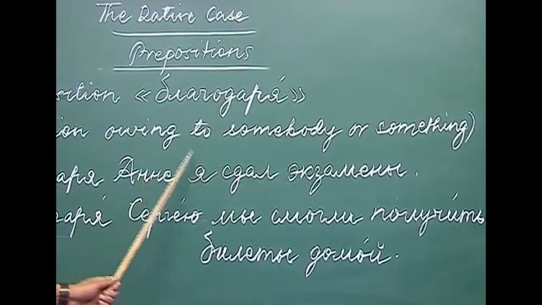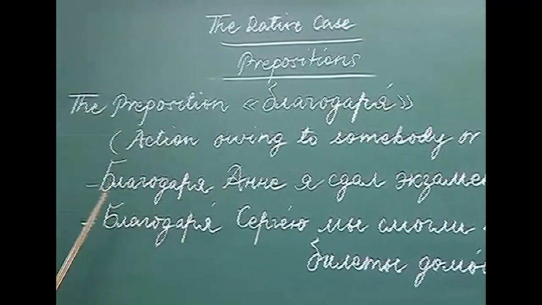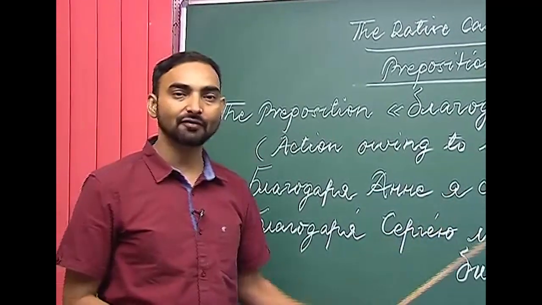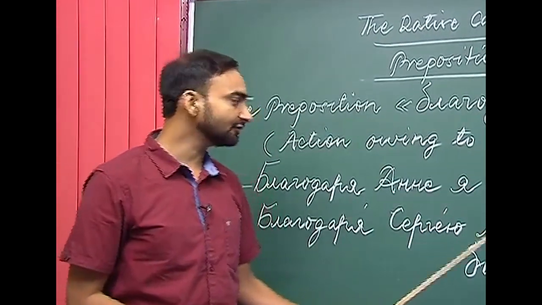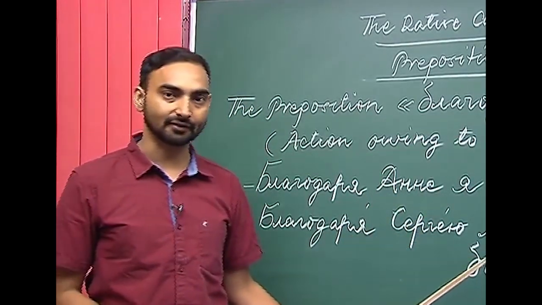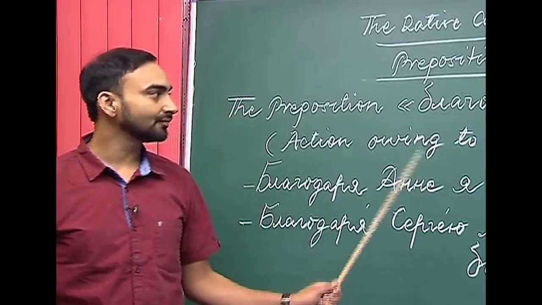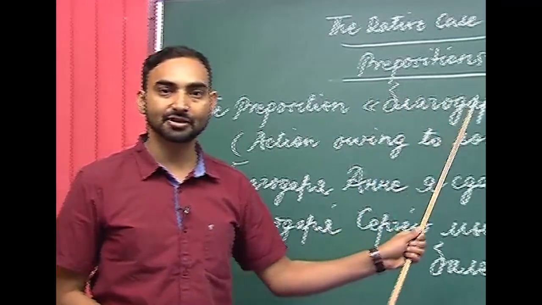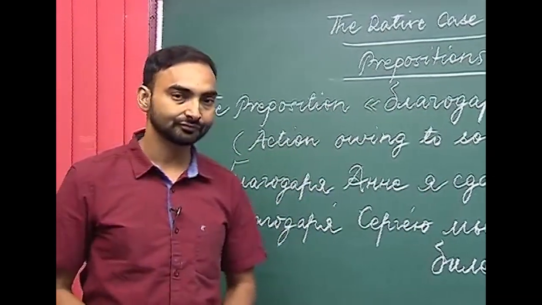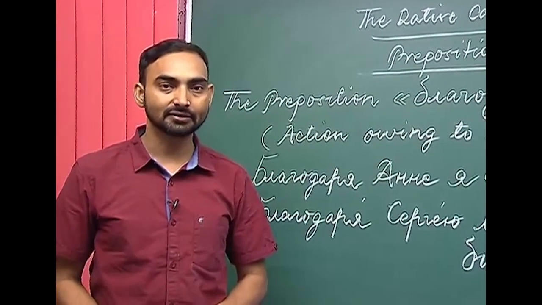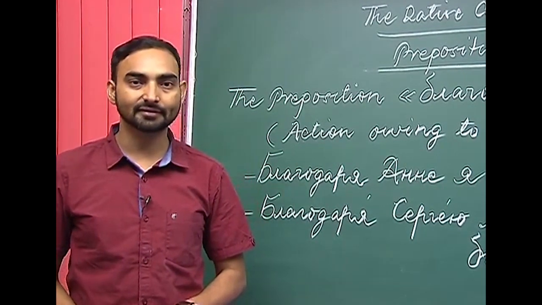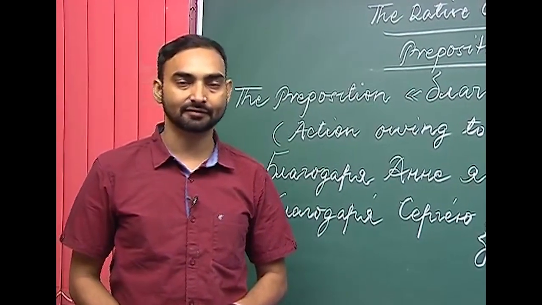So, here as you can see, Благодаря Анне, Благодаря Сергею, they denote an action which has happened or which has been made possible because of Anna in the first sentence and because of Sergei in the second sentence. So, this is the use of the preposition Благодаря, and Благодаря takes the noun in the dative case. So, now we will learn the other preposition which is согласно. Согласно also takes the nouns in the dative case.